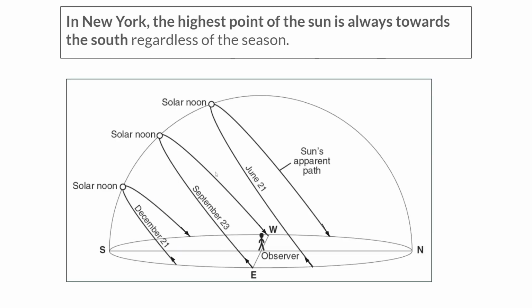And this is an overview of what it looks like. Notice that at noon, the highest point of the sun, you're seeing the sun towards the south part. But in the summertime, the sun rises towards the northeast, sets in the northwest. In September or March 21st or 23rd, the sun rises in the east, sets in the west. And then in December 21st, the sun rises in the south of east, sets in the south of west. So, regardless, you're having the highest point of the sun in the south in New York.